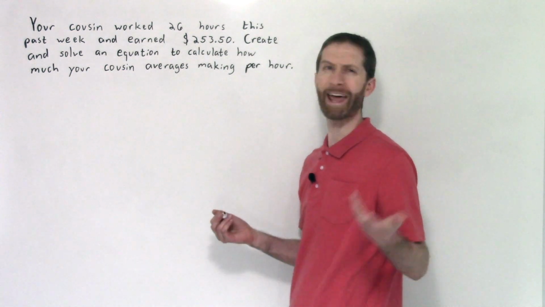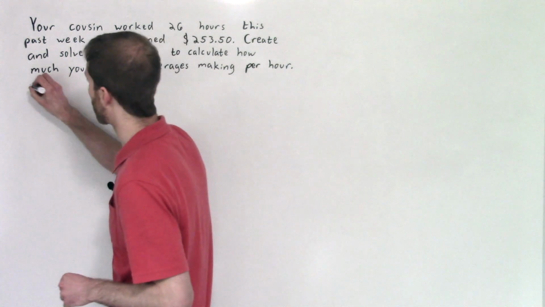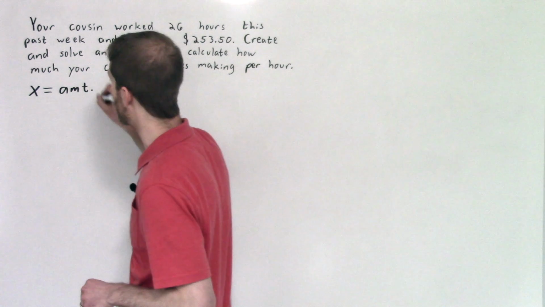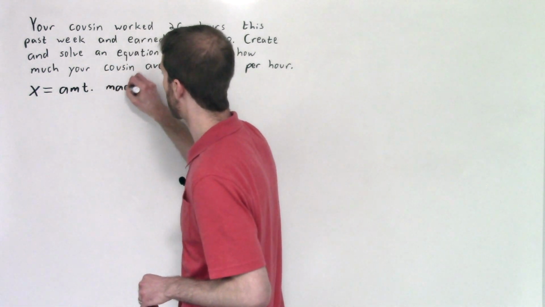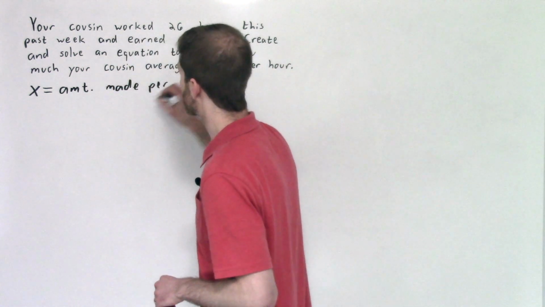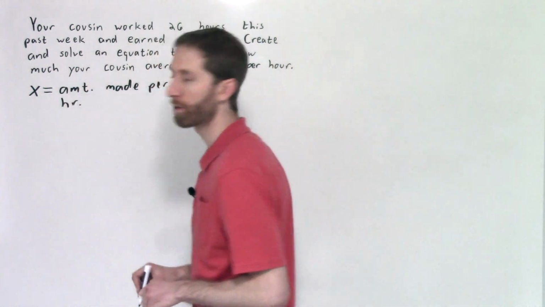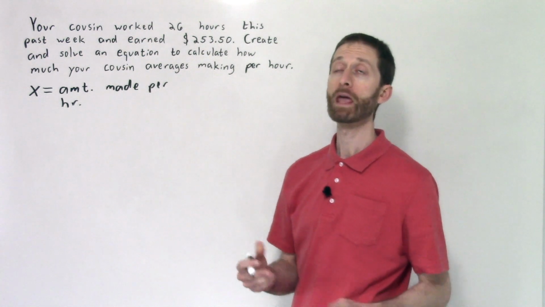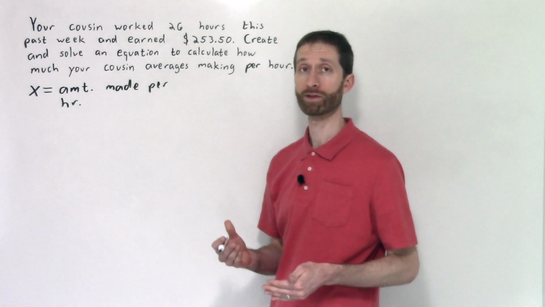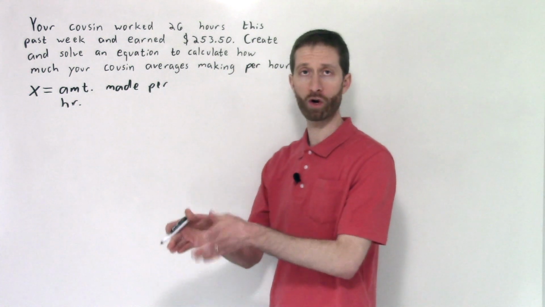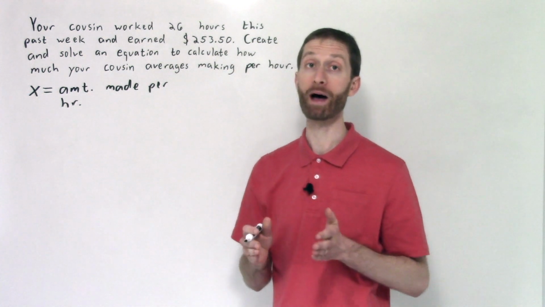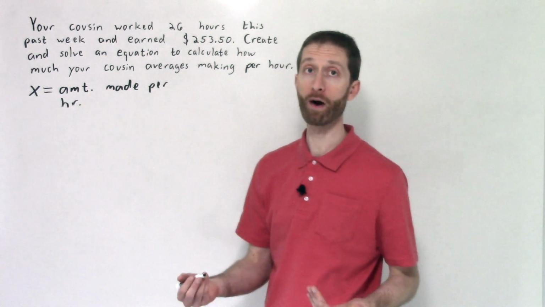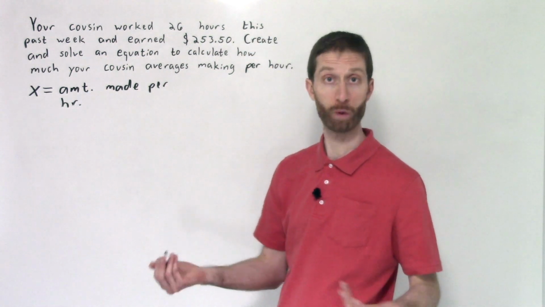So maybe we'll let x equal the amount made per hour. Just define a variable. So x equals amount, and I'll abbreviate that AMT, made per hour. So this is where we actually need to really think about the situation. If we make a certain amount of money per hour and we work for 26 hours, we would take the amount of money we earn for 1 hour and multiply that by 26. Well, x is the amount that we make in that 1 hour, so we're going to multiply that by 26.